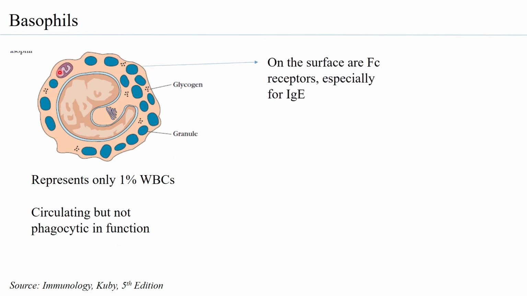On the surface of these basophils are again present Fc receptors, and these Fc receptors are especially for IgE. So when IgE binds to the Fc receptors, and in turn the IgE binds to an allergen or an antigen, there is cross-linking of the two IgEs, which are bound to Fc receptors, and they get activated, and you have a signal transduction happening within, because of which you have a release of certain pharmacologically active compounds.